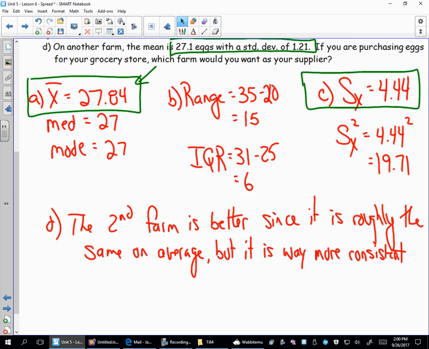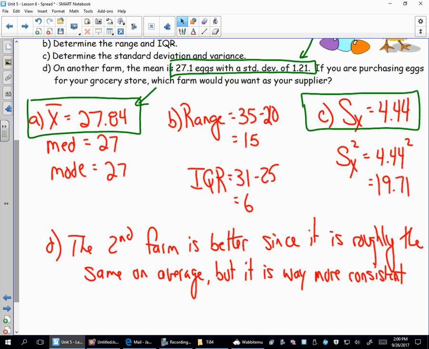My standard deviation is 1.21, so usually what we say about this number is that most of the time you'll be within 1 standard deviation of the mean. So most days I'd be, I don't know, 26 to 28. Whereas the second farm, a standard deviation of 4, means some days I may only get 23 eggs, other days I may get 31.